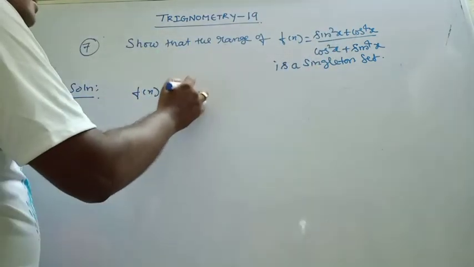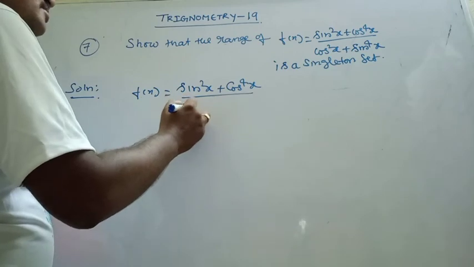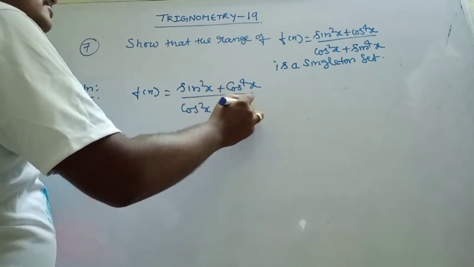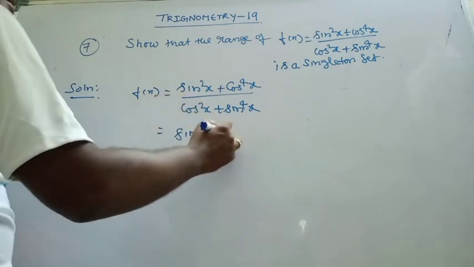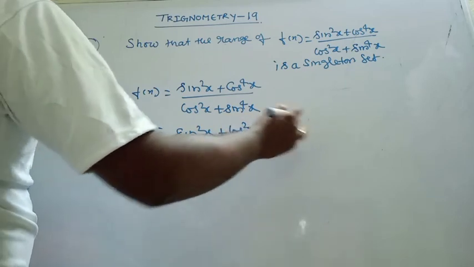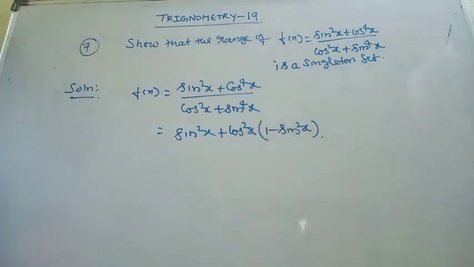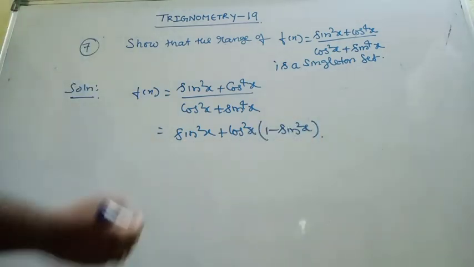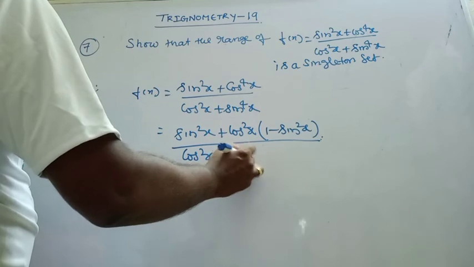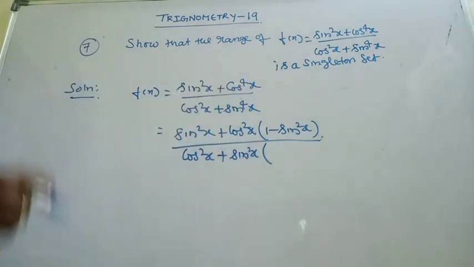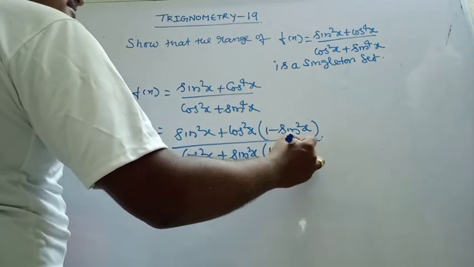Of course, this is equal to sine square x plus cos power 4x, divided by cos square x plus sine power 4x. We did a previous problem in this model. This cos power 4x we can write as cos square x into cos square x. The other cos square x you can write as 1 minus sine square x. Whole thing divided by cos square x plus sine power 4x, which we can write as sine square x into sine square x. That sine square x you can write as 1 minus cos square x.